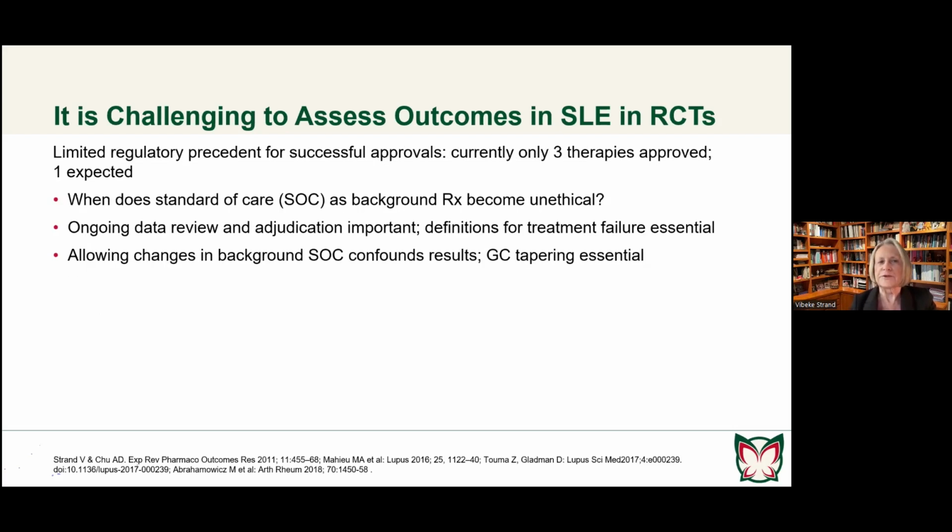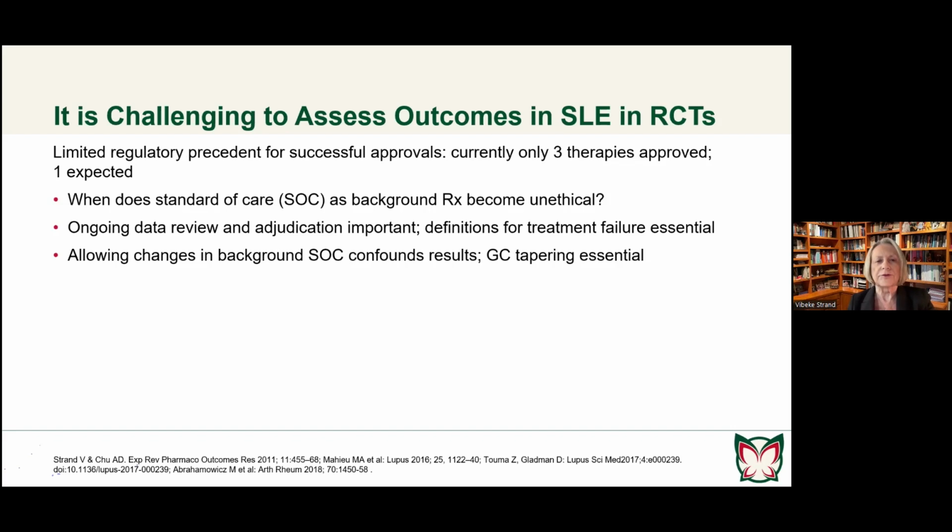So we talked about the challenges of assessing outcomes in lupus. There's really limited regulatory precedent for successful approval since we only have 3 so far, and we are expecting at least 1 more in the near future. So when does standard of care as background treatment become unethical? And could we do an active comparator trial and therefore not have a very prolonged exposure to placebo? So far, that has not been done.